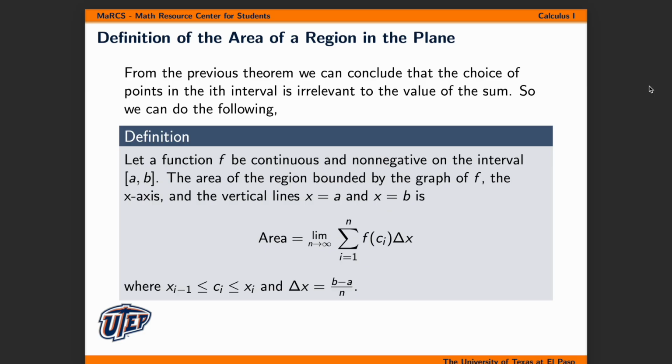Now we provide a definition for the area of a region in a plane. So we let a function f be continuous and non-negative on the interval, in this case the closed interval from a to b. The area of the region bounded by the graph of f and the x-axis and the vertical lines x is equal to a and x is equal to b is given by, so we take the limit as n approaches infinity of the sum from i equals 1 up until n of our function evaluated at the point ci times our delta x. So here ci, that value that we are evaluating our function at, will be between x i minus 1 and x i, and our delta x will be equal to b minus a divided by n.